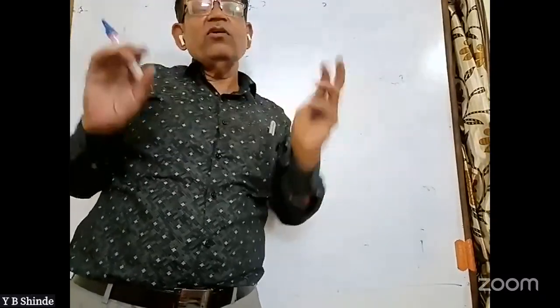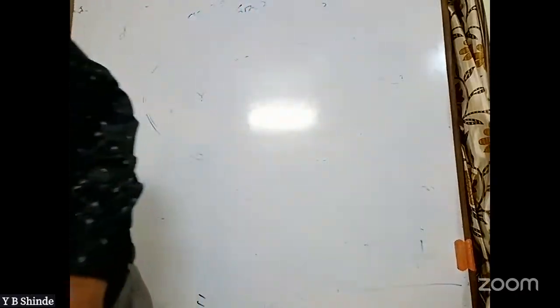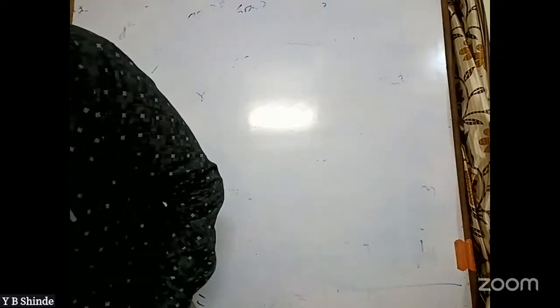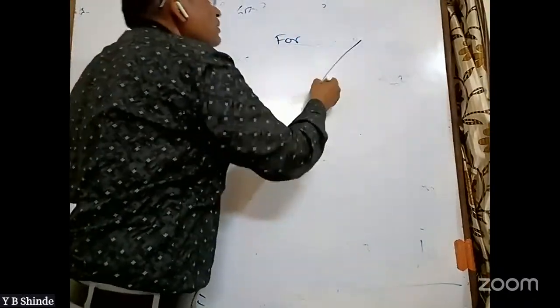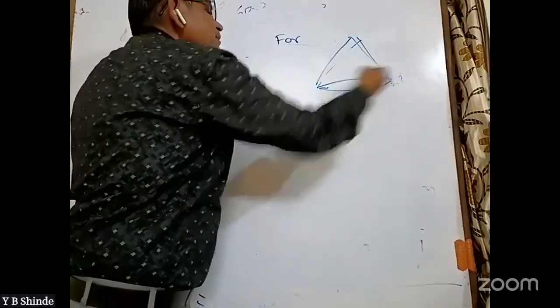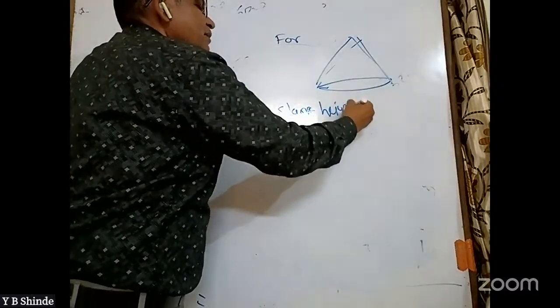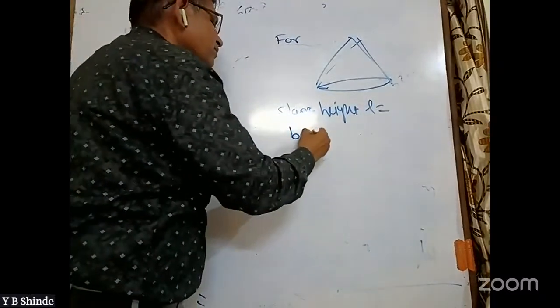In the exam, not all problems are complicated. There are very simple problems. I have one problem in front of me. For the cone, you have the cone. You know the cone? This is called the cone. Slant height is given. What is the slant height? Slant height is given, and suppose base radius is given.